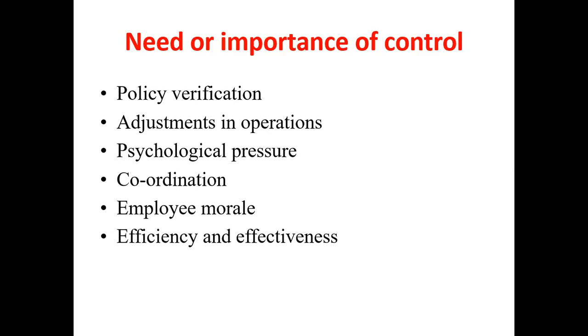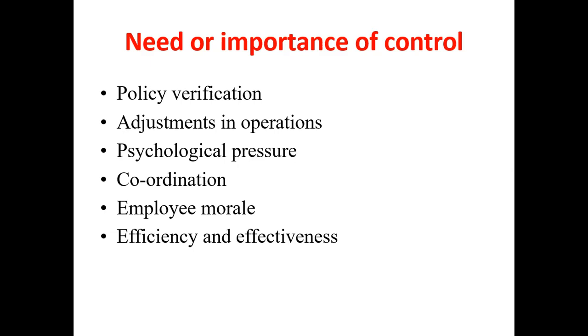The importance of controlling to any organization can be realized in the following circumstances. So, what is the importance of controlling? First one is policy verification. Next is adjustments in operations. Next is psychological pressure and coordination. Next is employee morale. The final one is efficiency and effectiveness. So these are all the needs or importance of controlling.